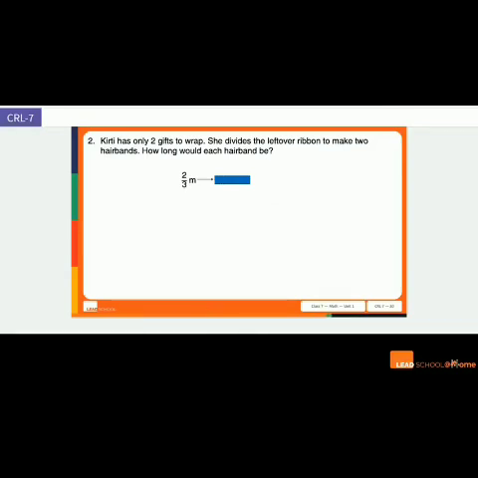With this ribbon, she makes 2 hairbands. To do this, she will have to divide the ribbon into 2 equal parts. This means the length of each part will be 2/3 divided by 2. Recall that dividing a number by a fraction is the same as multiplying it by the fraction's reciprocal. This will give us 1/3 of a meter. Therefore, each hairband is 1/3 of a meter in length.